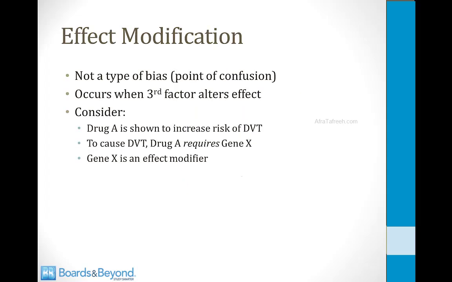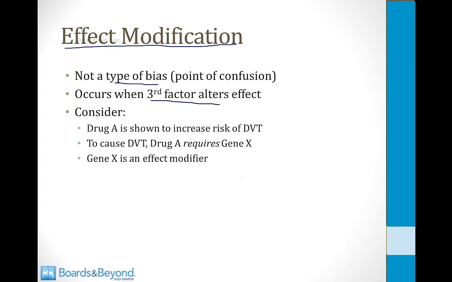What I'd like to talk about next is a very high-yield concept called effect modification. An effect modifier is not a type of bias, and that's often a point of confusion. I'll clarify this in a minute. Effect modification is, however, something that alters the results of a study, and this occurs when a third factor alters the effect or outcome of a study.